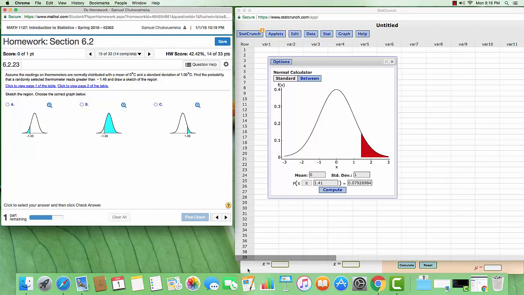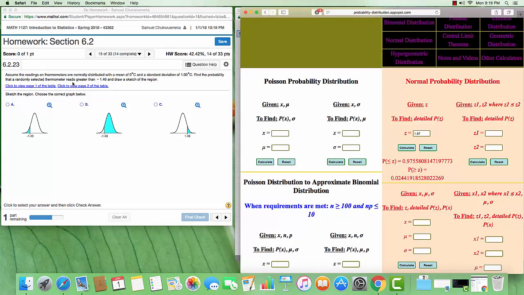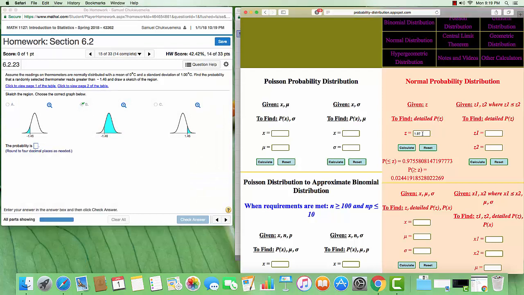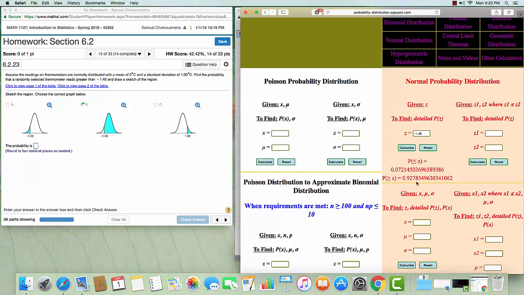Question 15, my turn. Greater than negative 1.46. So that is to the right. Area to the right of negative 1.46. So that is this right here. And then the probability, I will put here negative 1.46. Calculate. To the right, that gives us 0.9279.